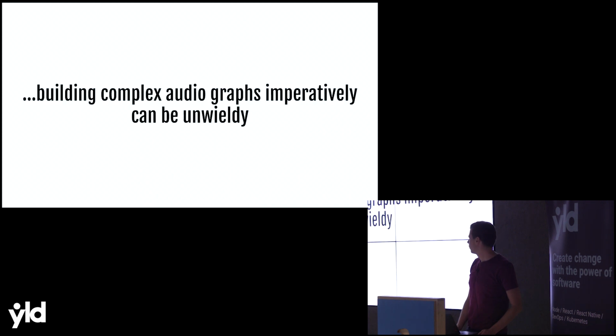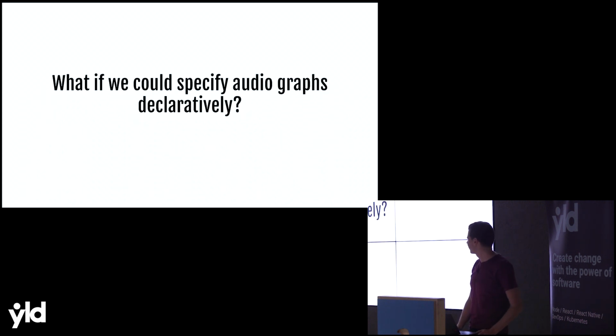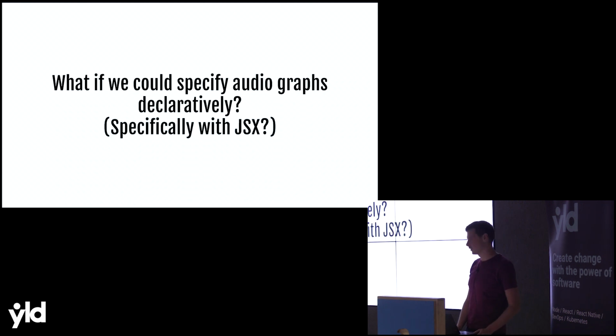But building complex audio graphs in an imperative manner can be a bit unwieldy. So admittedly, there are functional programming techniques and abstractions and reusable functions one can write to take away a lot of this tedium. But because I'm a bit of an inquisitive and slightly strange person, I wanted to experiment a bit more beyond that. So what if we could specify audio graphs declaratively, as I've described, but specifically with JSX?